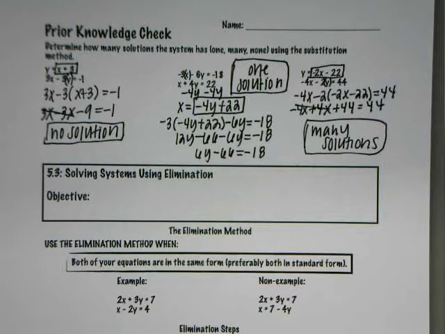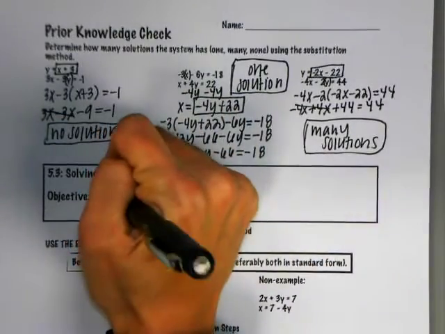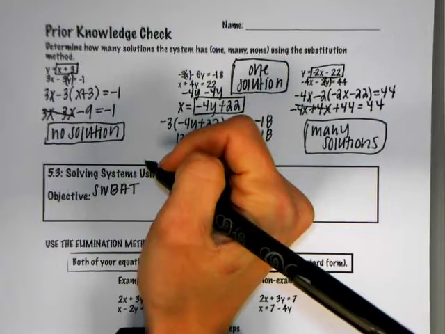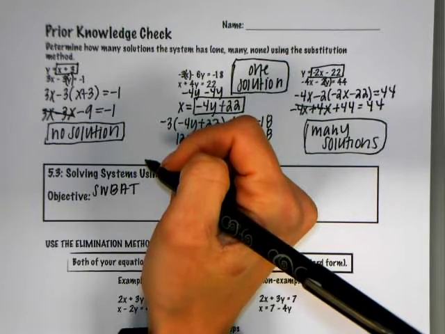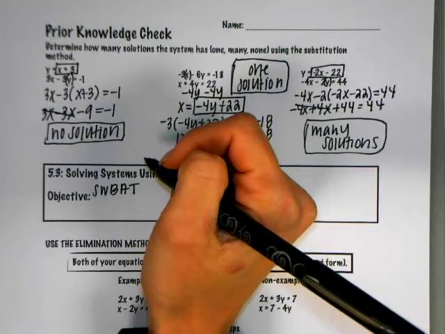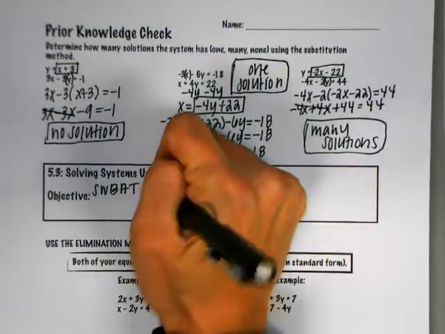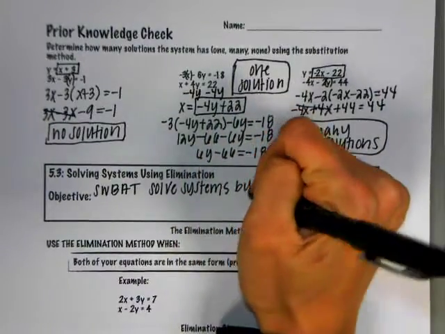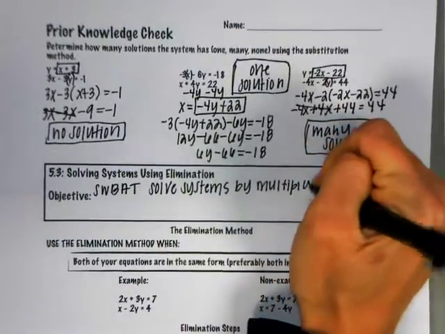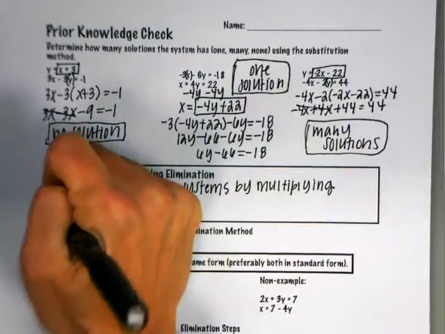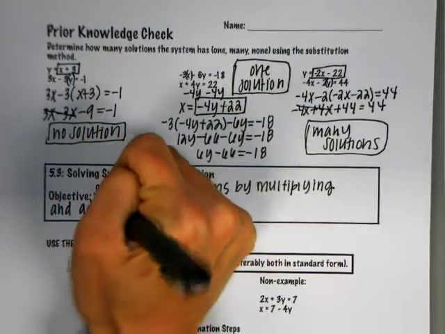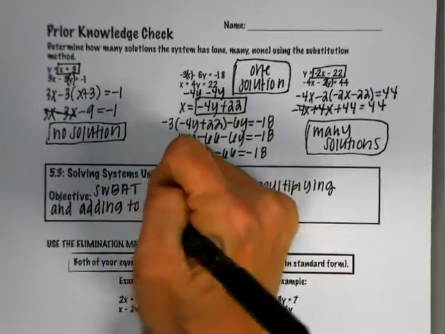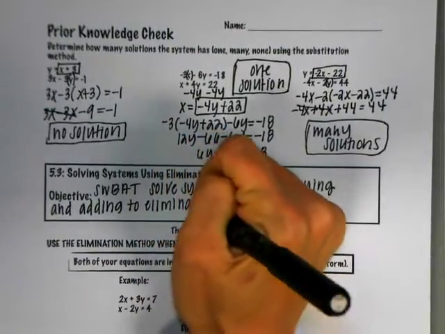Right. Okay, so this is your third and final method of solving these, and it's called elimination. Your objective is students will be able to solve systems by multiplying and adding to eliminate a variable.